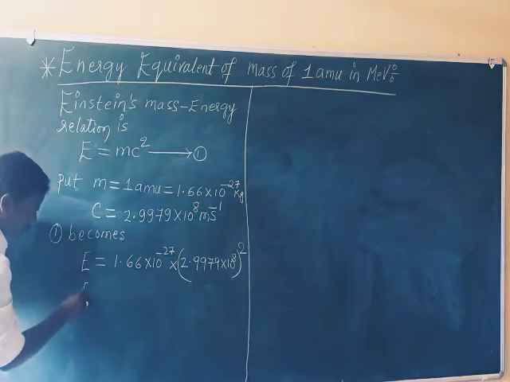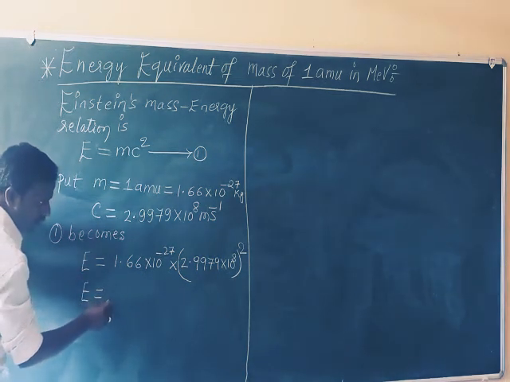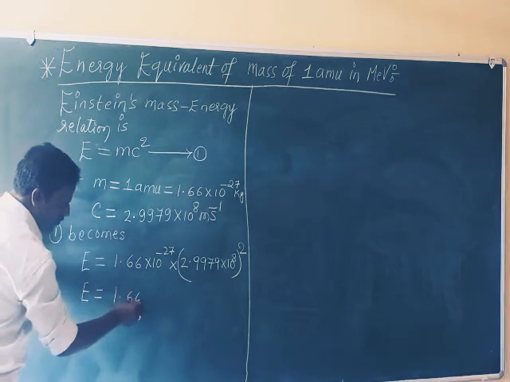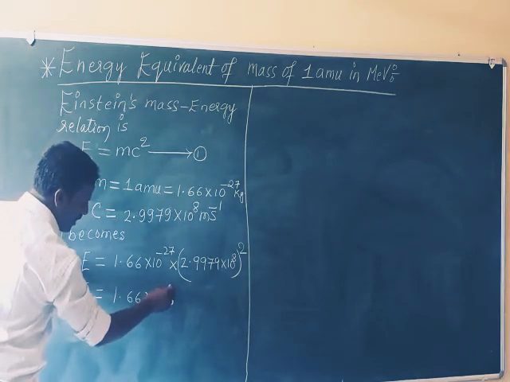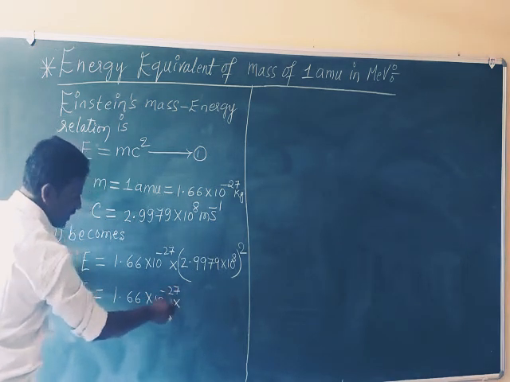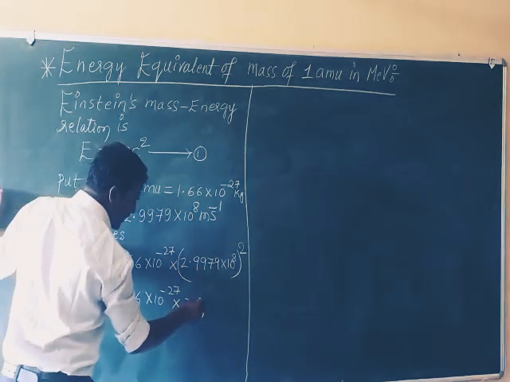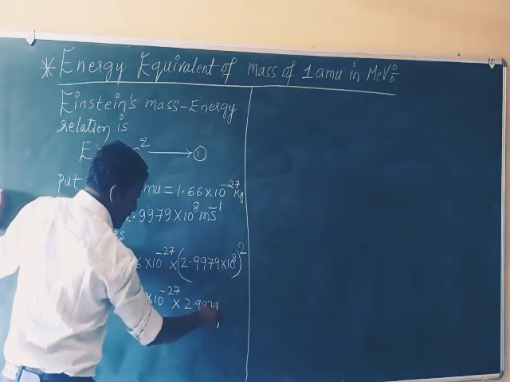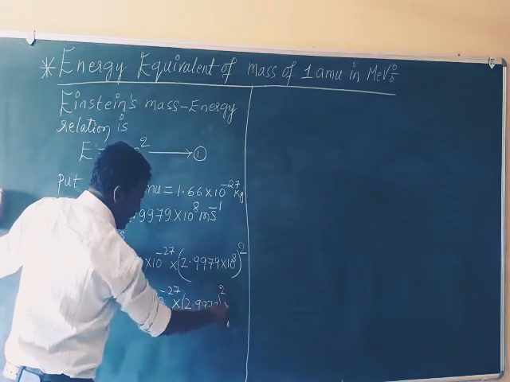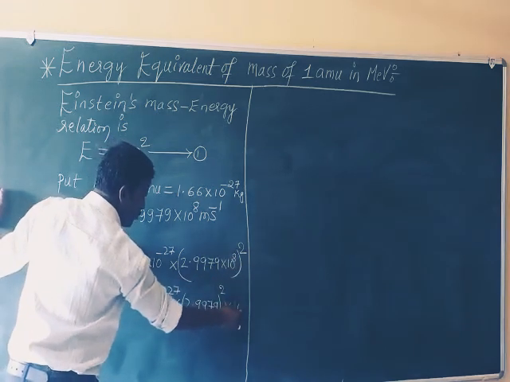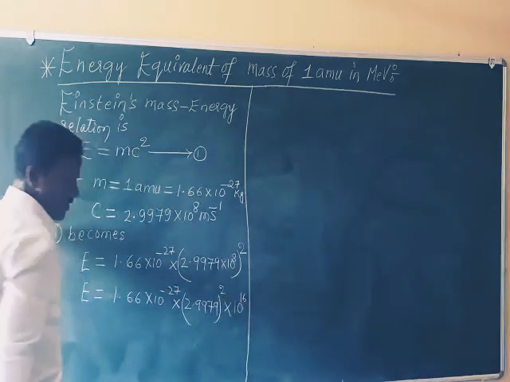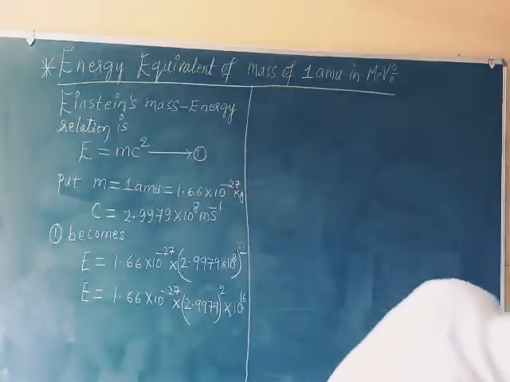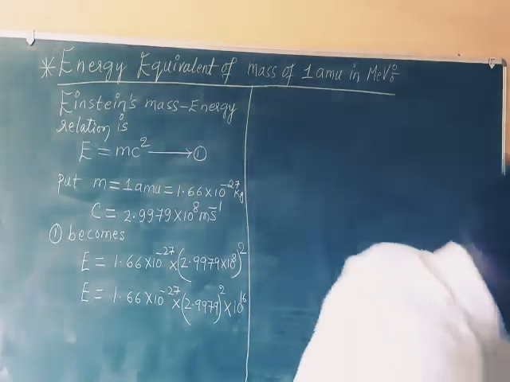So E equals to 1.66 into 10 to the power of minus 27 into 2.9979 whole square, right? Into 10 to the power of 8 whole square is 10 to the power of 16. Right? I am taking the calculator now.